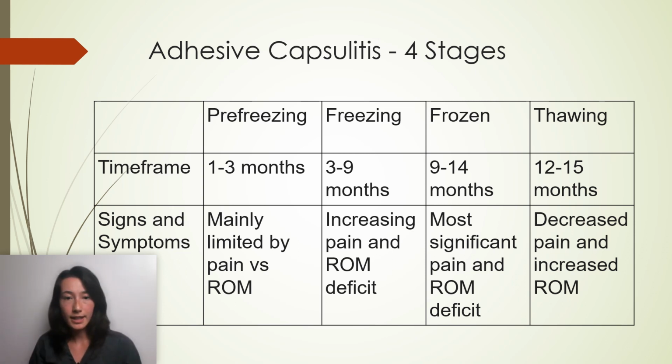Then on to the next stage, the frozen stage. If you think about adhesive capsulitis signs and symptoms on a graph, the frozen stage is at the peak. This is where the pain experienced and the range of motion limitations are at their worst. Then lastly, we have the thawing phase. The inflammation starts to go down, the joint capsule begins to return to its previous state. As a result, a person's range of motion begins to increase and pain subsides.